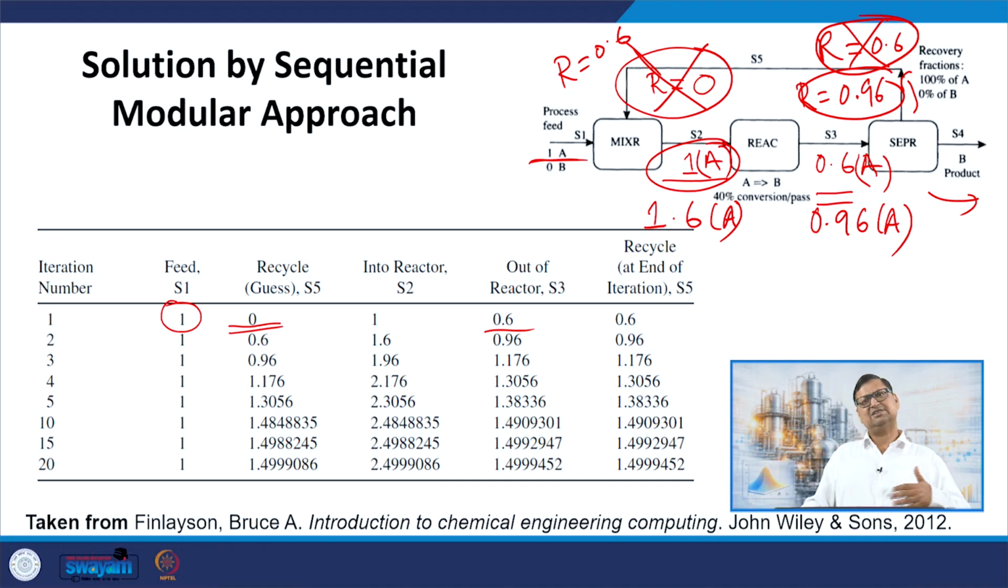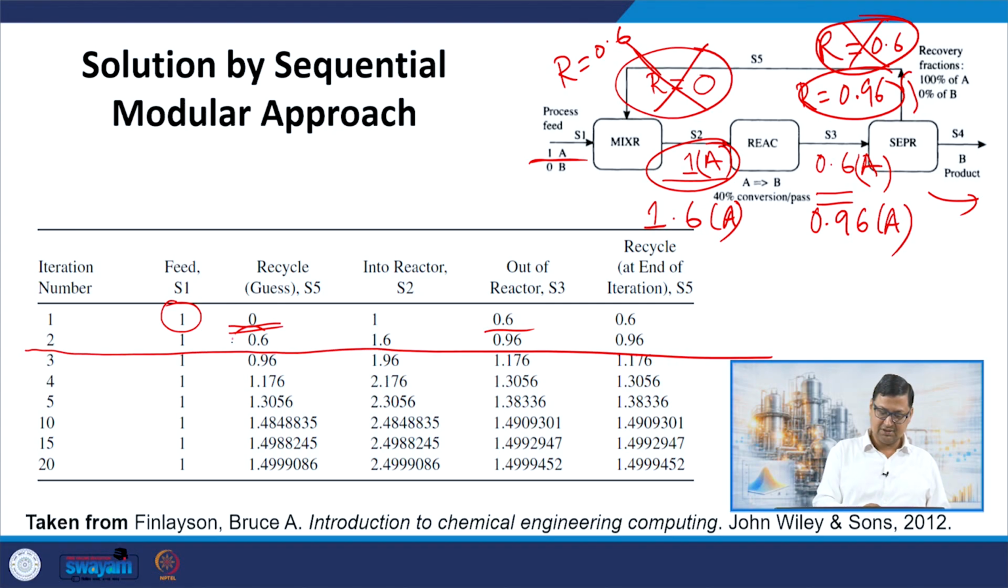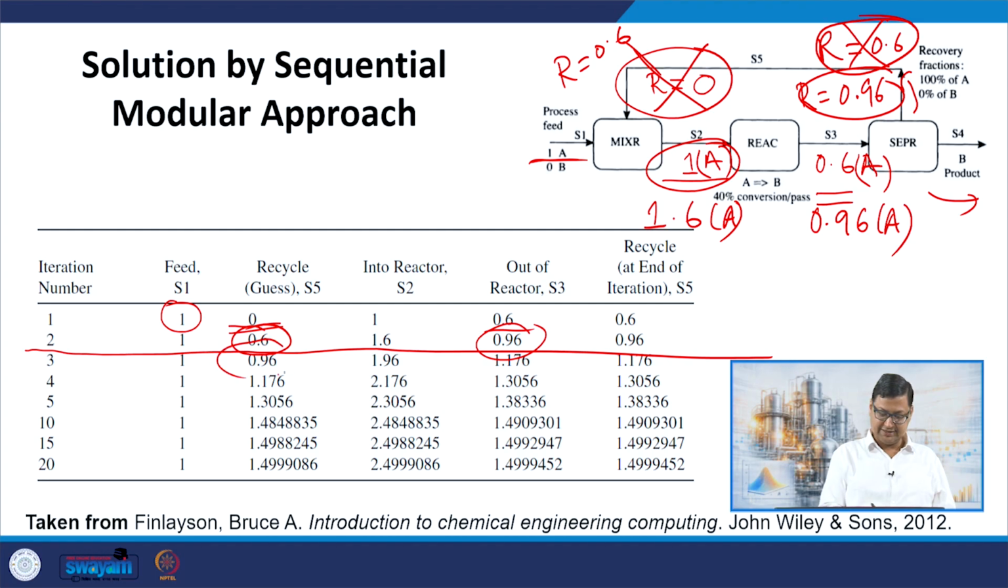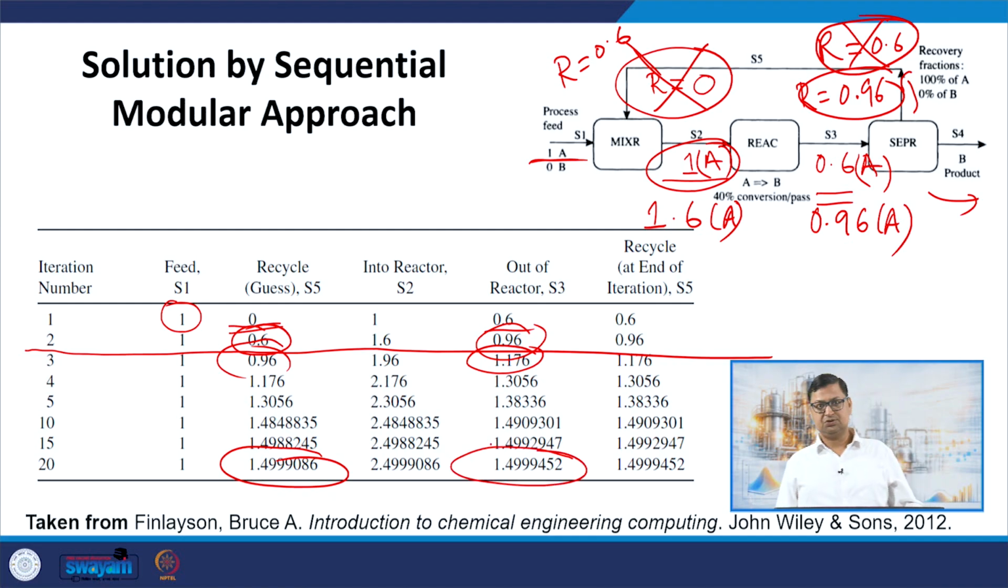And I keep on doing the exercise until whatever value I obtain of R is the same as the value which I guessed, right? You see here, in the second iteration, the guess was 0.6 and we got 0.96. In the next iteration, we start from 0.96 and I will get 1.176, and I will keep on doing it, and eventually you see the guessed value will become very, very close to the final value, right? And this is what is happening in the sequential modular approach, right?